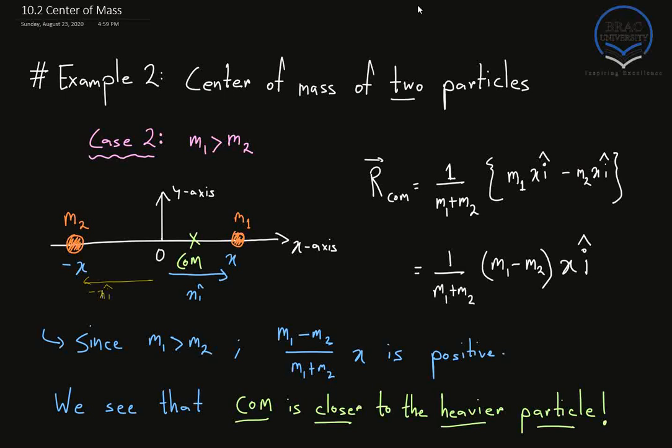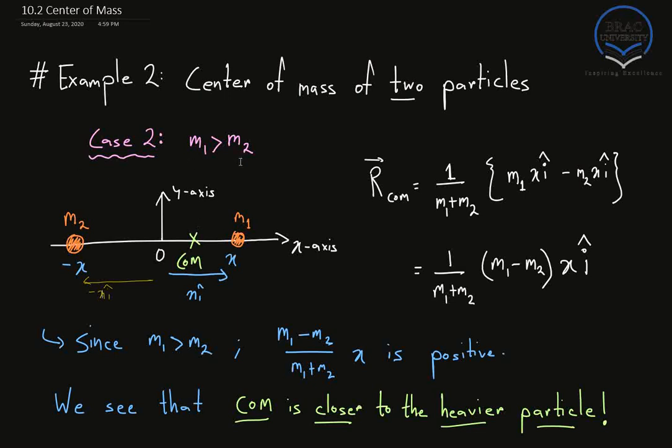But you see, since m1 is greater than m2, if you simplify this, you get R_COM is m1 minus m2 by m1 plus m2 times x i hat. But m1 being greater than m2, this quantity, with of course x being a positive number, is positive. So that means that the center of mass is indeed on the positive x-axis, that is, it's near m1. So the center of mass is closer to the heavier particle, which is exactly as we expected.